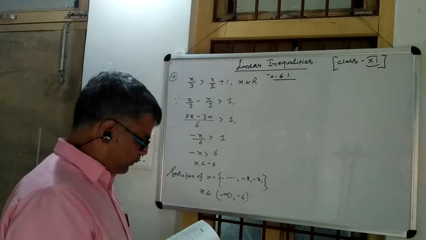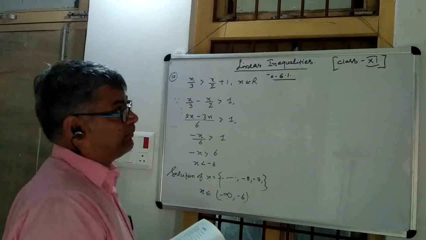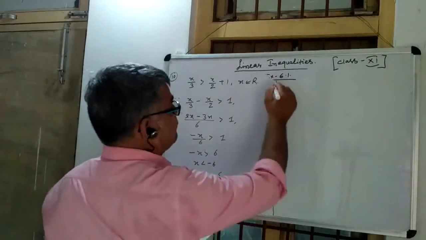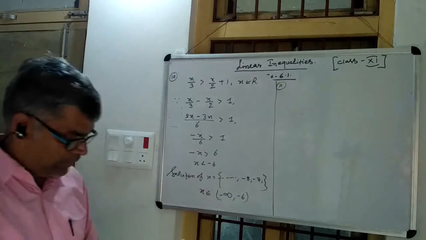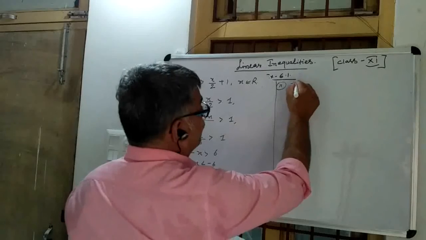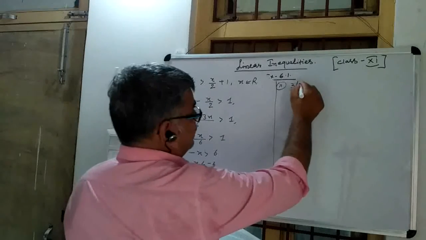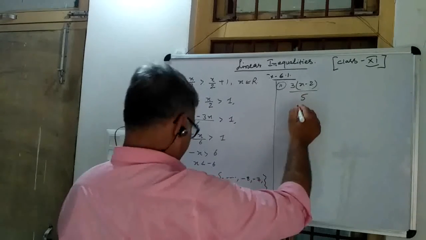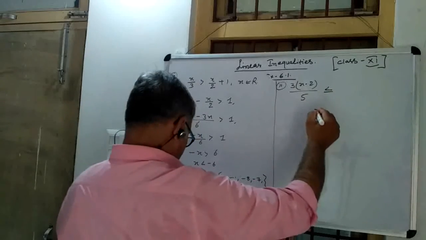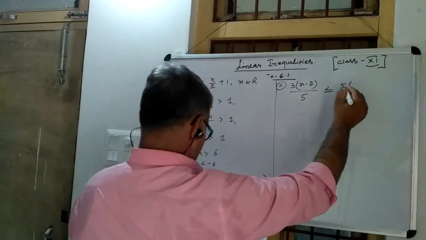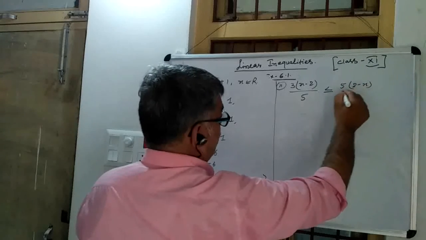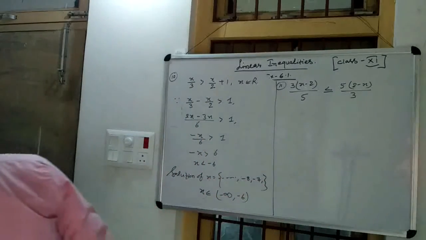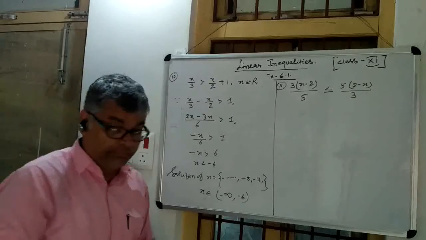Now let's see another question. Question number 11. Question number 11 is 3 into x minus 2 by 5 is less than or equal to 5 into 2 minus x by 3. This is the inequality for which we need to solve the value of x.